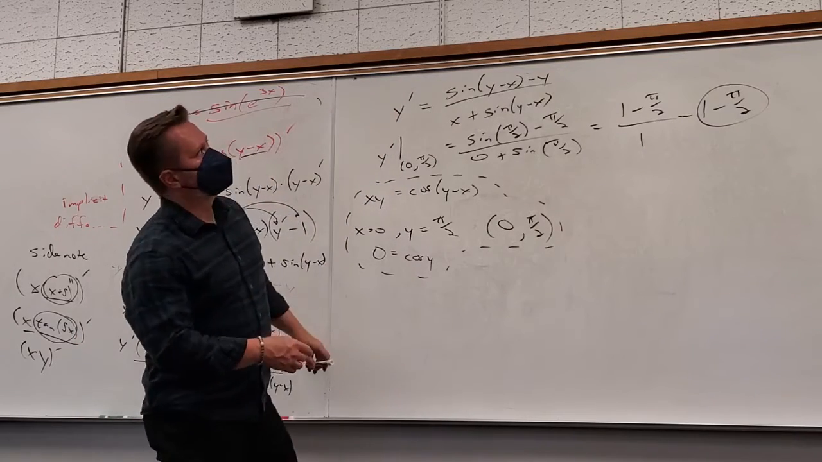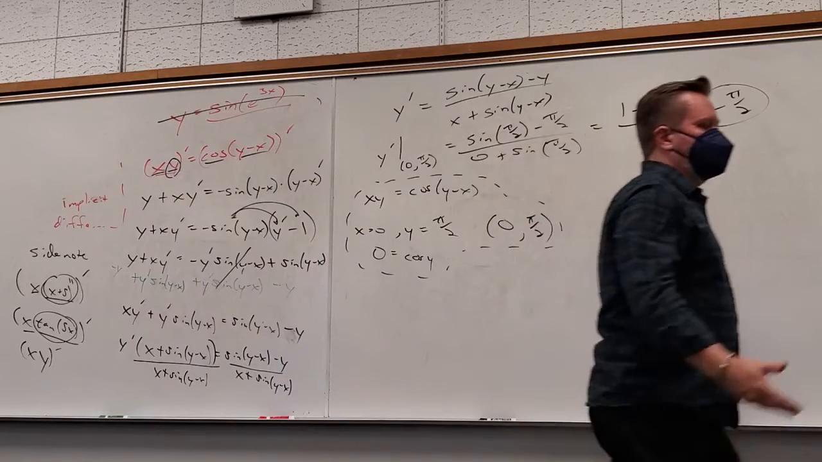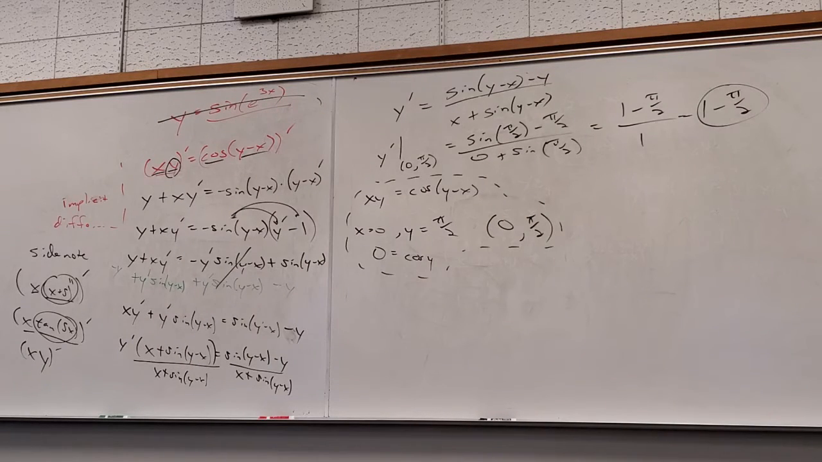Anybody want to see what this thing looks like? Actually, I do. Let me see, what was it? Cosine y minus x equals x y. Look at that. And we're at the point 0, pi over 2, right? What point are we at? Yeah, 0, pi over 2.